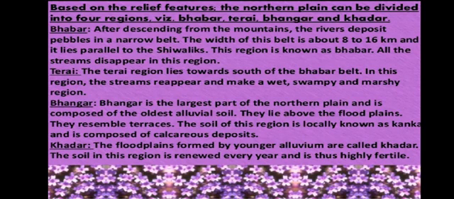Next one is your Tarai. Gorakhpur is in Tarai region. The Tarai region lies towards south of the Bhabar belt. In this region, the streams reappear and make a wet, swampy and marshy region. Next one is your Bhangar. Bhangar is the largest part of the northern plain and is composed of the oldest alluvial soil. They lie above the floodplains. They resemble terraces. The soil of this region is locally known as Kankar and is composed of calcareous deposits.